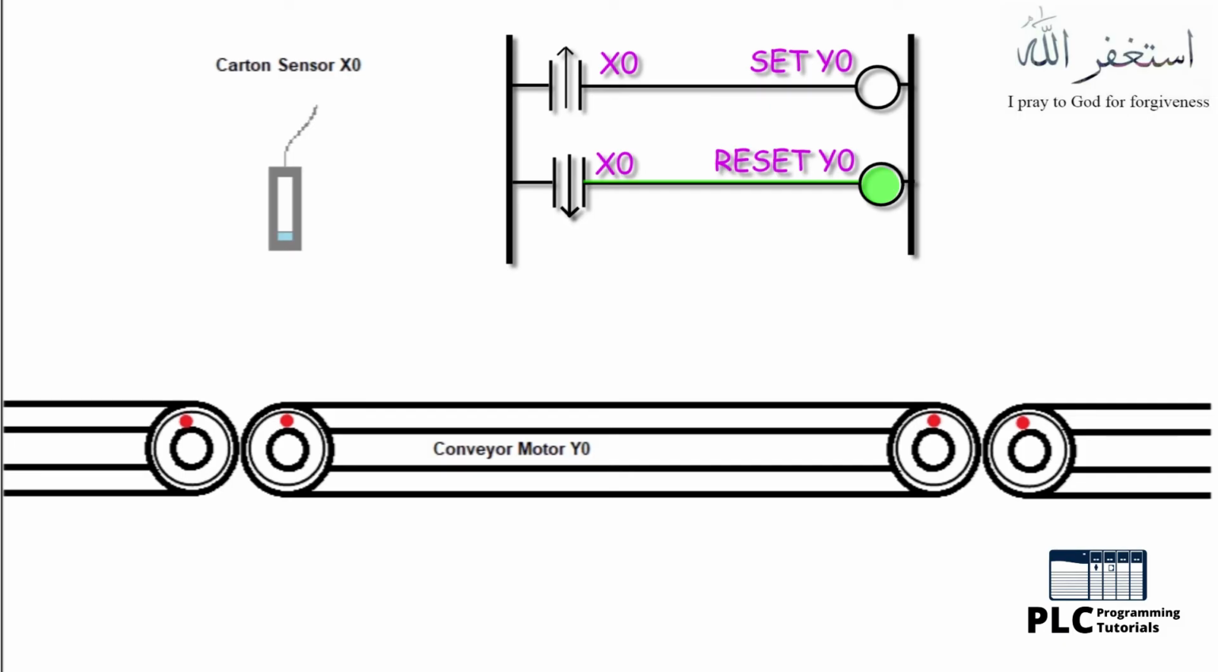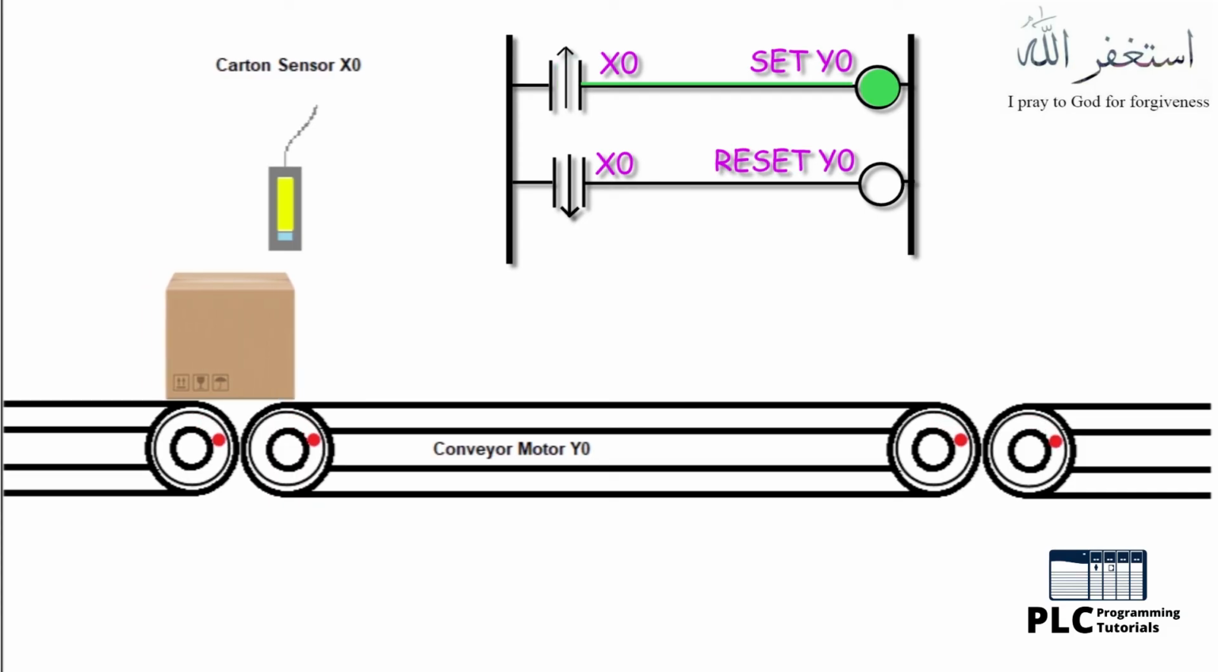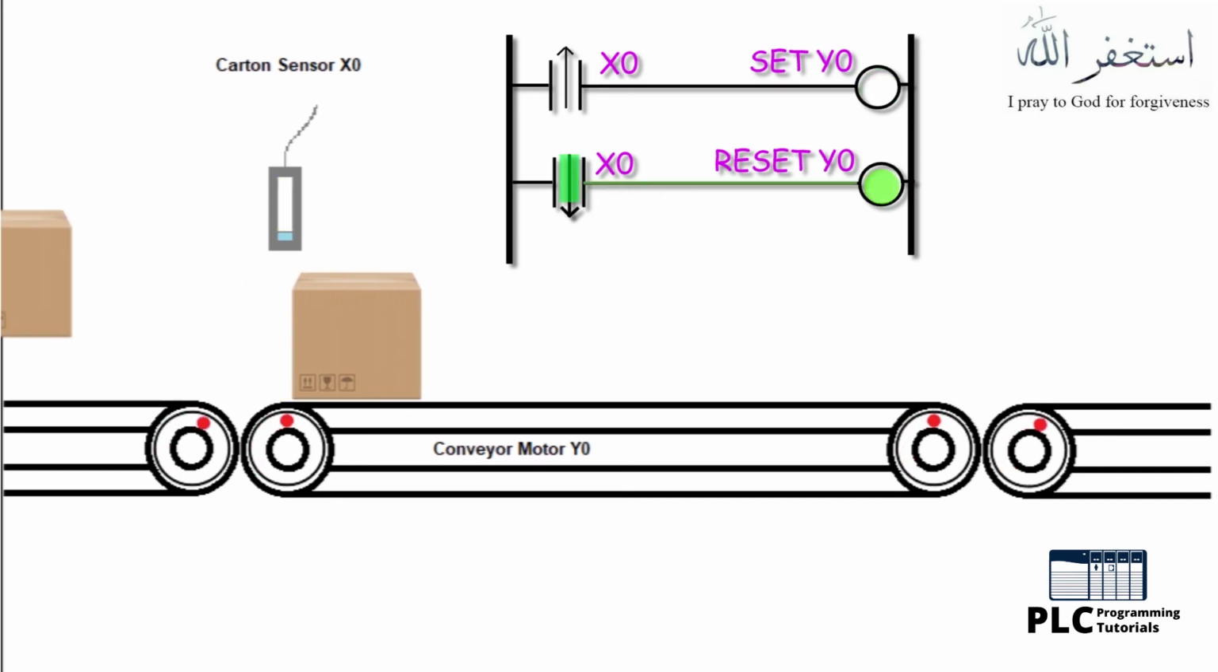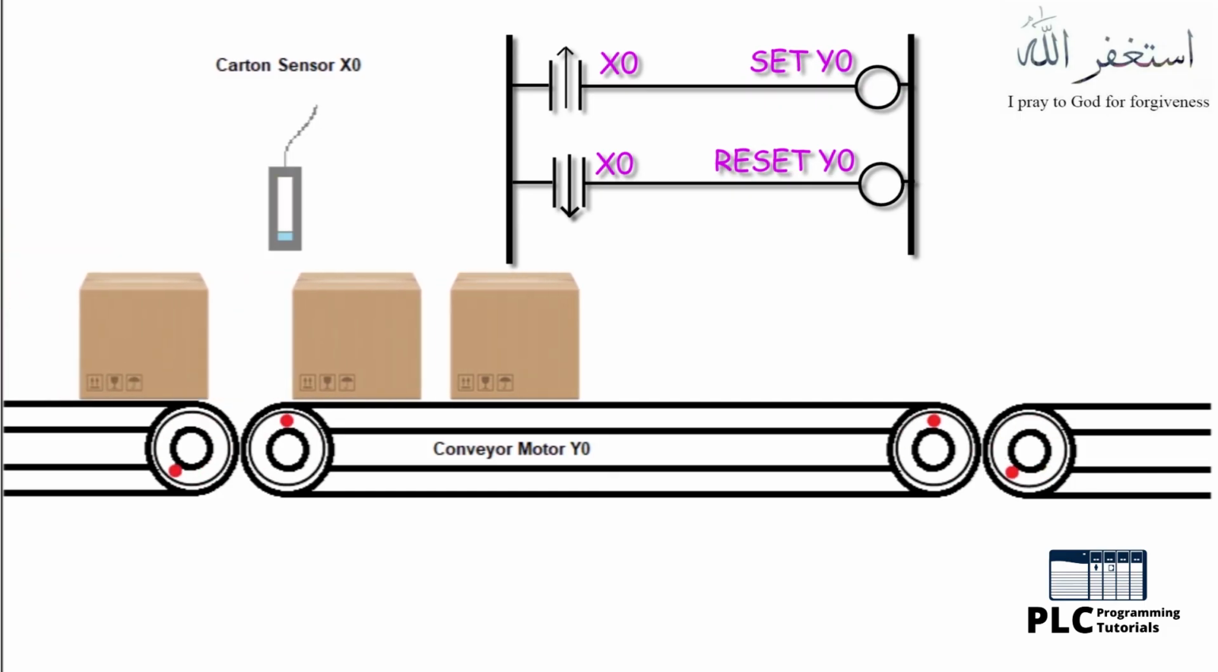Let's start the animation. As you can see, as the curtain comes in front of the sensor X0, the sensor gives an output signal and its rising edge is detected in the first PLC rung. And this sets the output Y0 on and the conveyor starts. The moment the curtain leaves the sensor, the X0 output goes off and it will reset output Y0 and the conveyor stops. This cycle is performed for each upcoming box on the infeed conveyor.